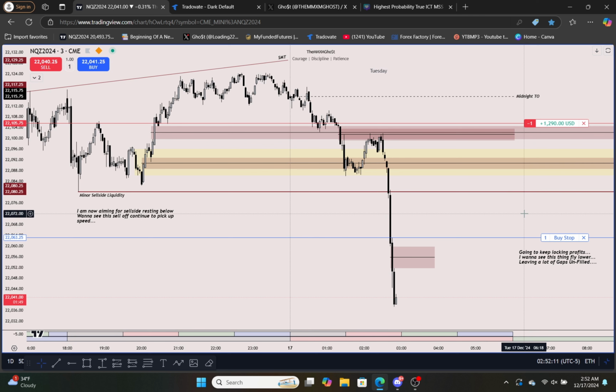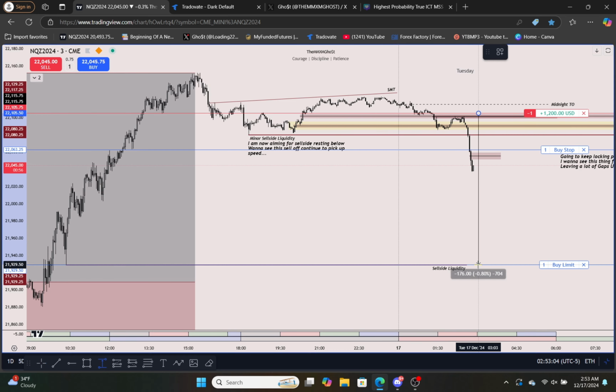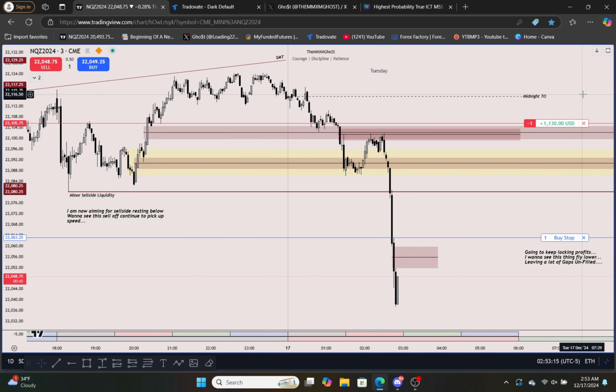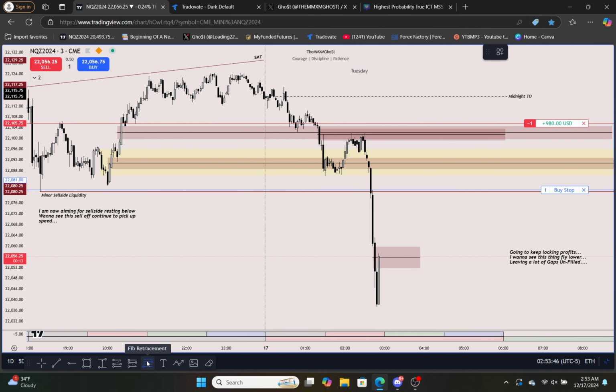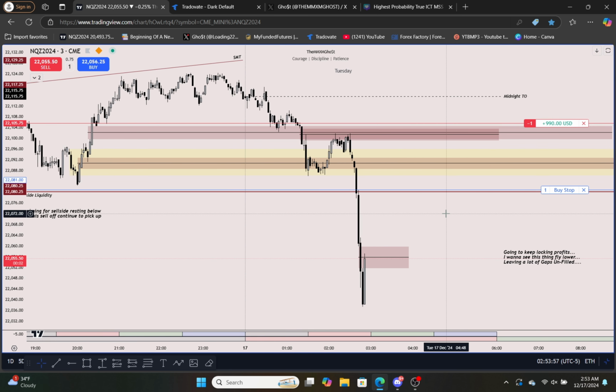You can see price here has now created that 3 minute fair value gap there. In this case scenario, I'd love to see that fair value gap stay open, right? And then we continue lower. In this instance, we didn't get that. We had a couple of the gaps above stay open, and those gaps actually become our breakaway gap.